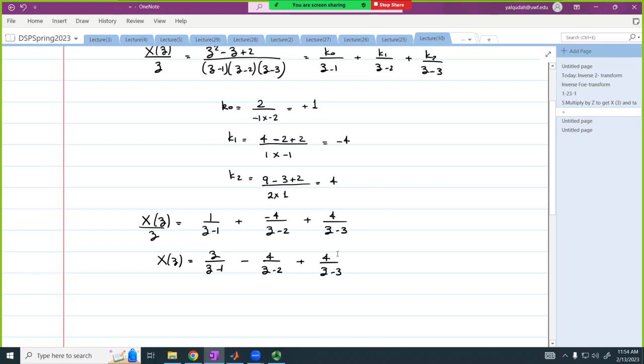And we have a z. Should there be z's in the numerators? Yeah. Therefore, we can find x of n.